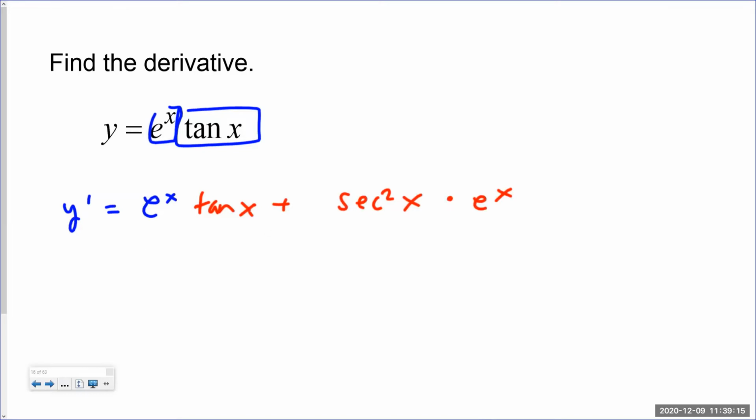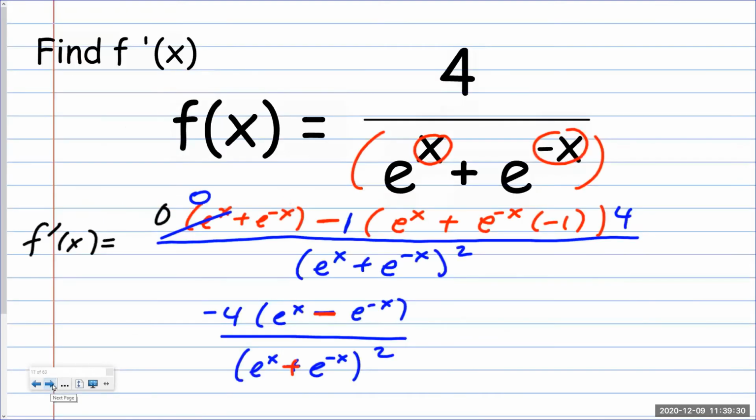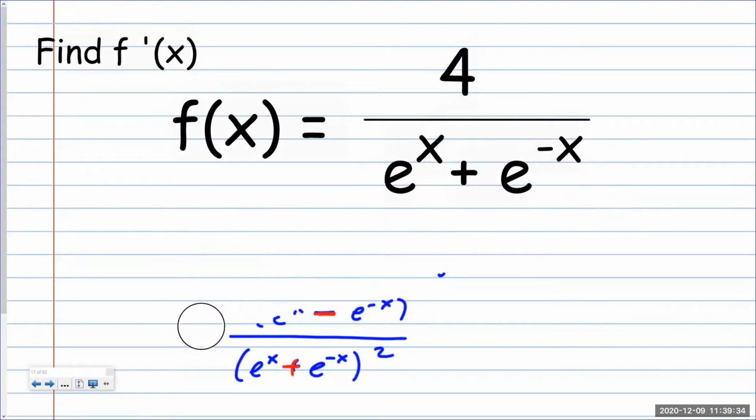And that is your answer. The only one thing I would warn you about is this e to the x cannot be multiplied by this x because the x belongs to the secant squared family, okay? We don't break up families in calculus. And you don't break it up in real life either, but you don't break it up in calculus either. Okay, actually calculus is real life.